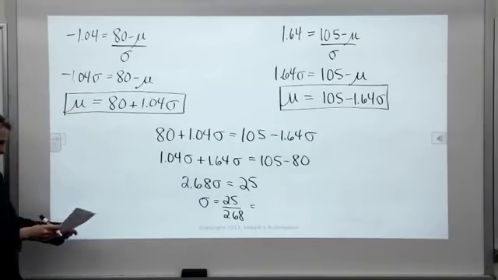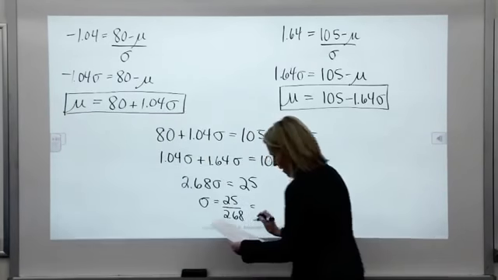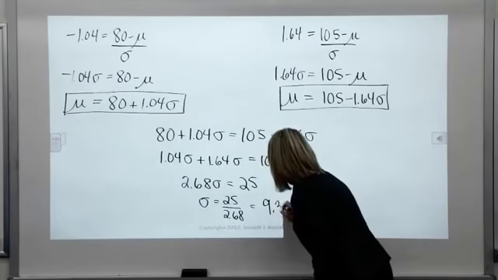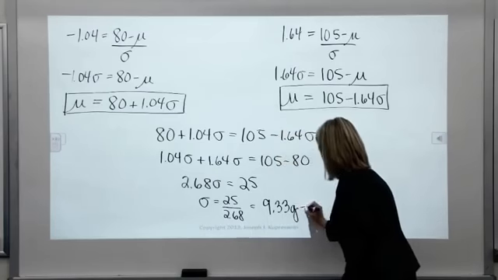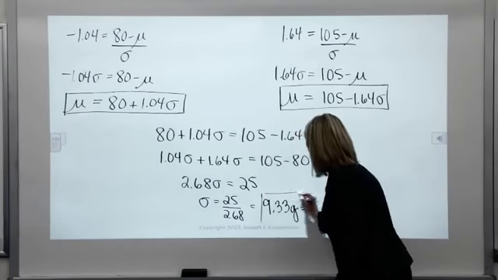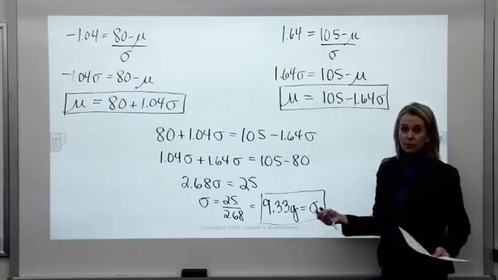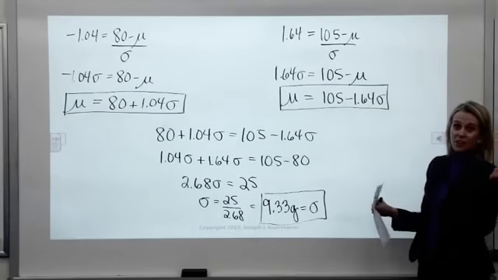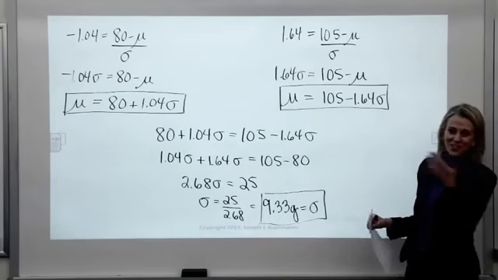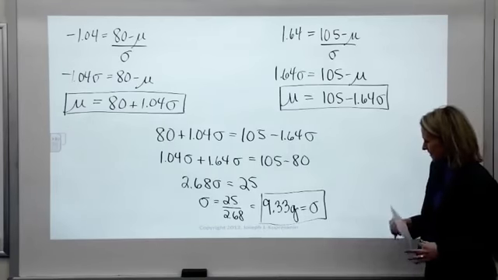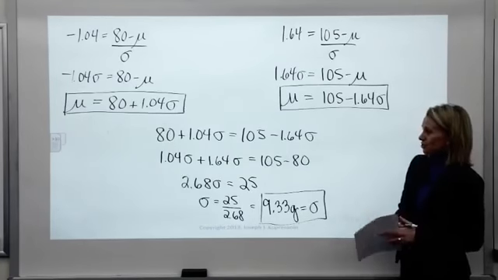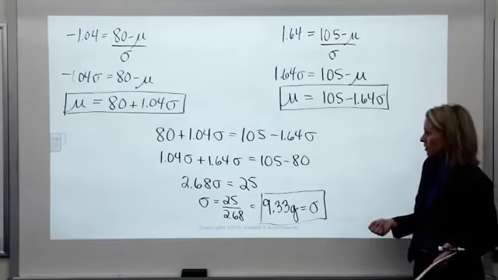I gotta look that one up. If you do that, you should get 9.33 grams. That is the standard deviation for these Fuji apples. So we're halfway there. The good news is to get mu, that's easy now. So here's the standard deviation. We still need to know the average weight of those apples.